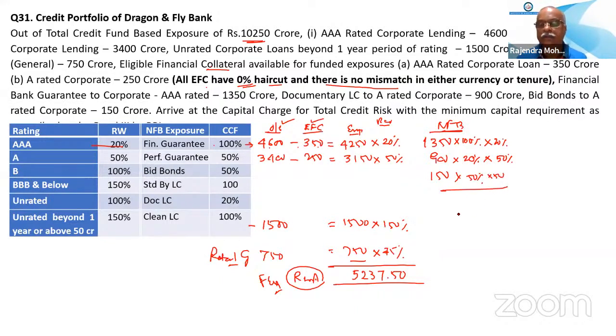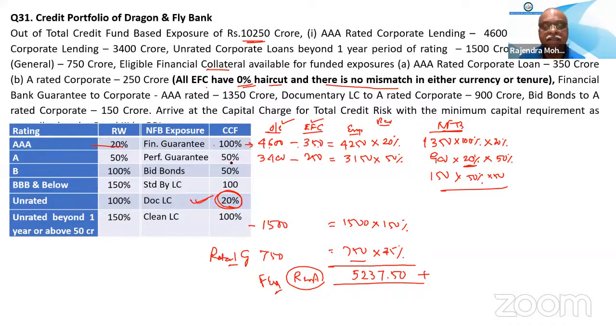So tell me what is the risk weighted asset for non-fund based. Sir, how is the 20% correct, sir? 900 into 20%. 20% is what? For LC, it is given, na? CCF is 20% here, given.